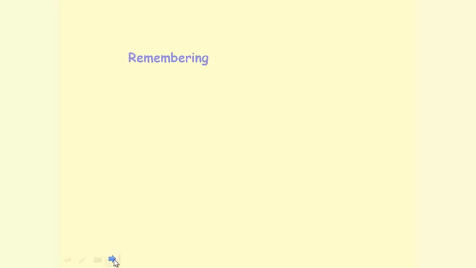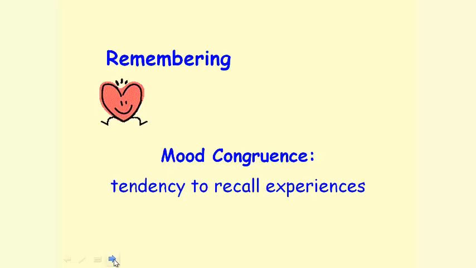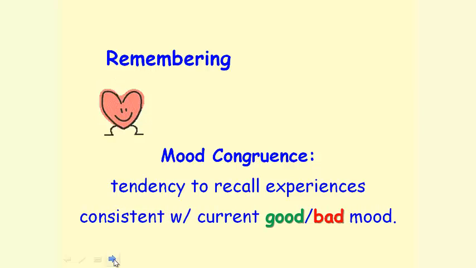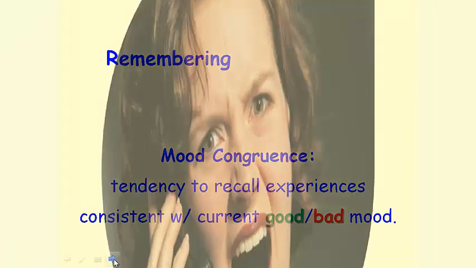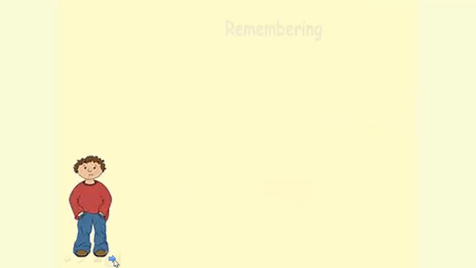Mood congruence means the experience of a comparable or like mood. This is the reason that when you are feeling happy, you're likely to recall all of your happy memories. But when you're angry with a friend, all you remember is everything that ever bothered you about this friend. And these recollections support your anger.